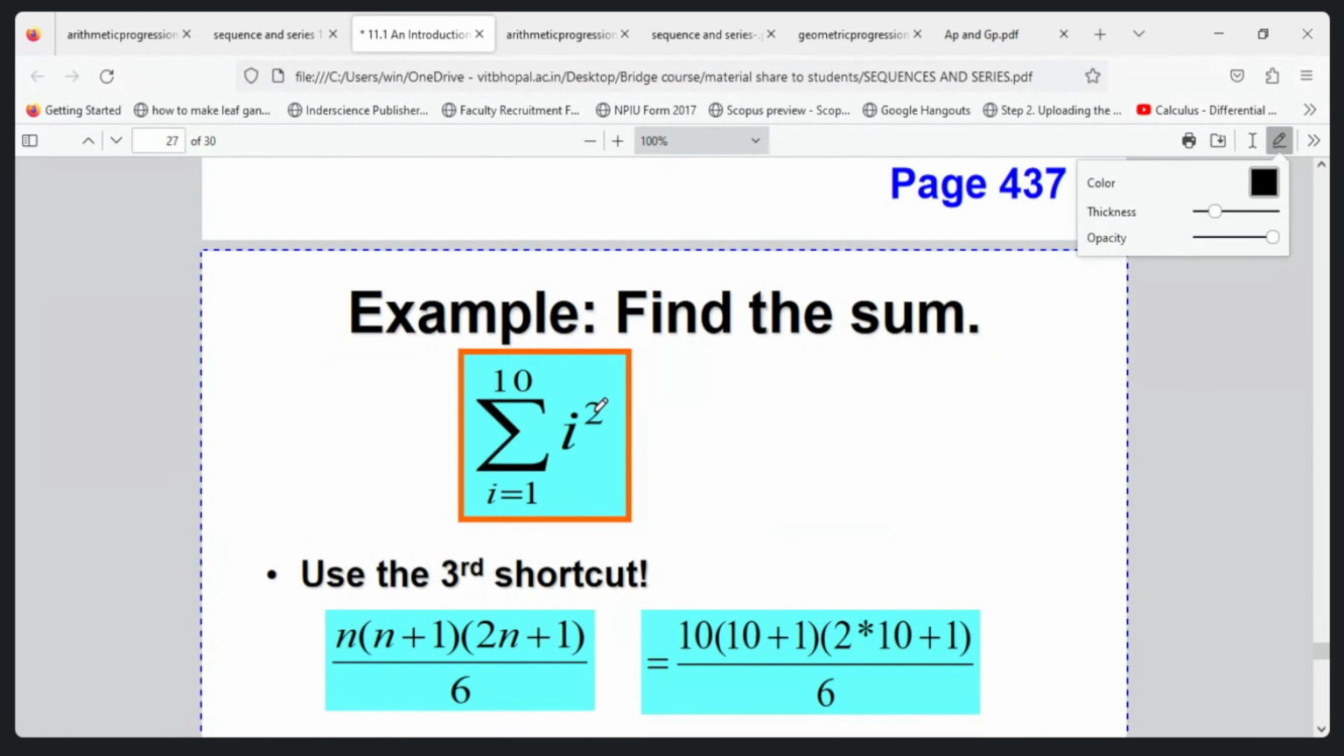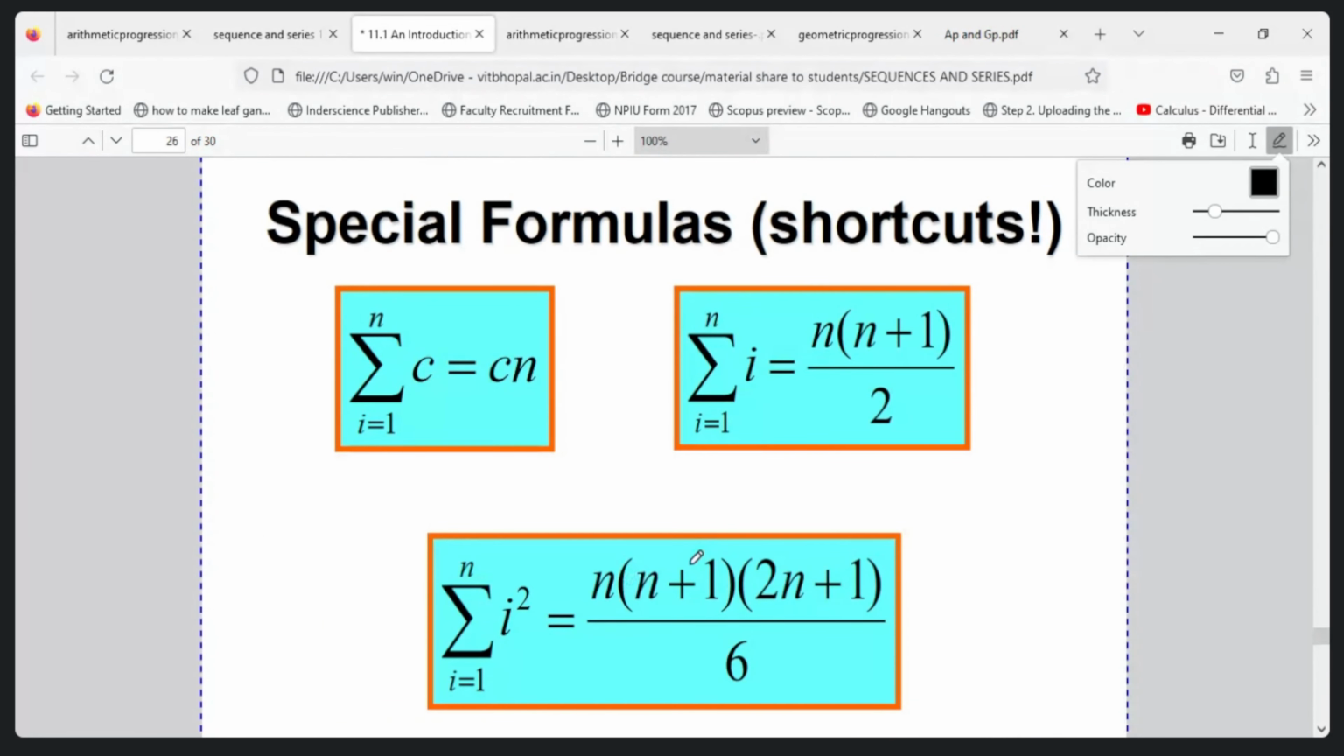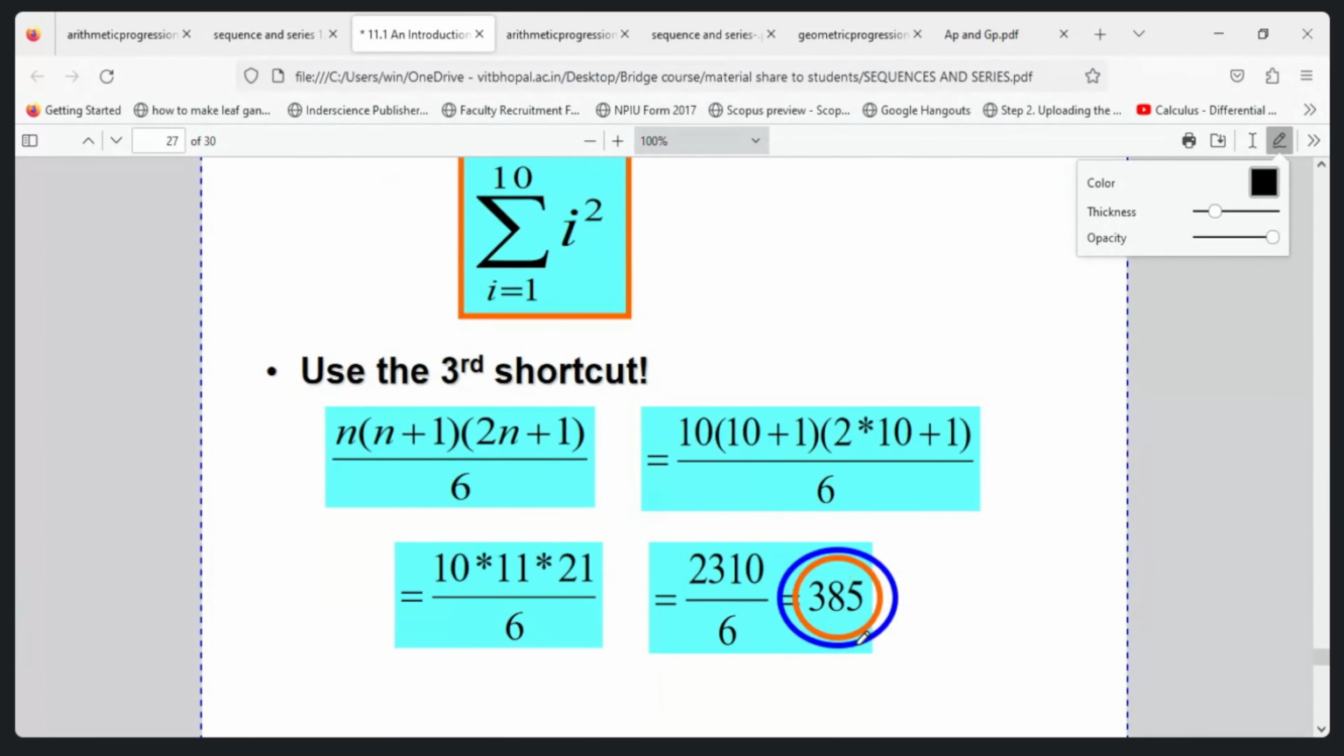Find the sum of i square. You know the formula, n(n plus 1)(2n plus 1)/6. They want the sum of i square where n is up to 10. So what is the value of n here? 10. So 10 times 11 times (2 into 10 plus 1) divided by 6, that is 385.